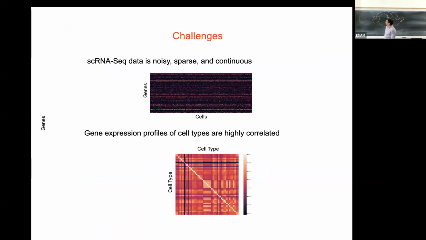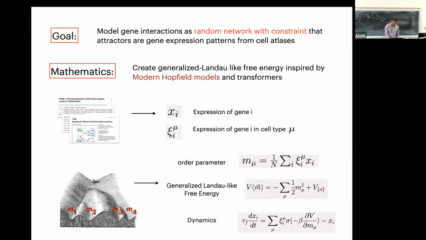There are certain challenges that you have to face on a technical level that are worth thinking about. One is that the data is very noisy. The second is that the attractors you want to put in the different cell types are highly correlated. That makes it very hard to use the classical constructions that people want to use. So the goal is to model gene networks as a random network with constraints that the attractors are gene expressions from cell atlases, and we have a very funny construction that actually does this, and it's kind of interesting.